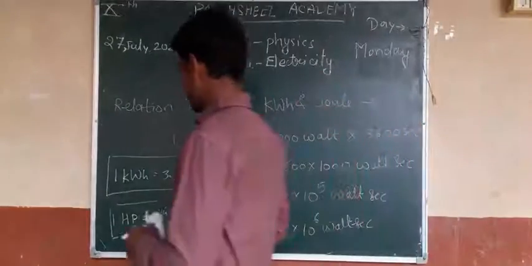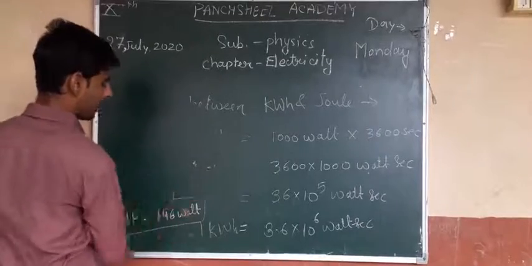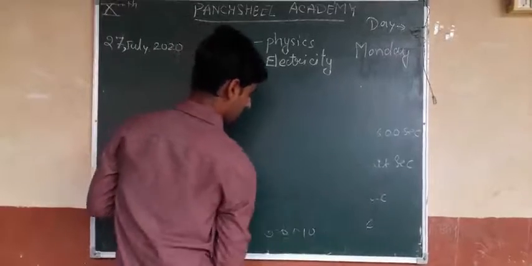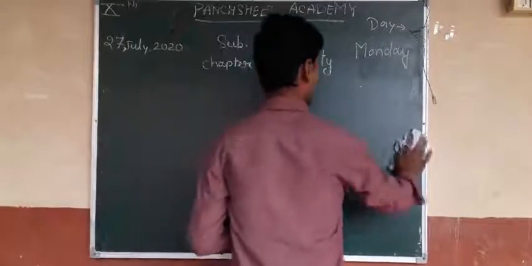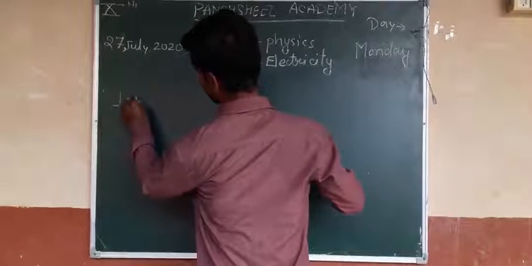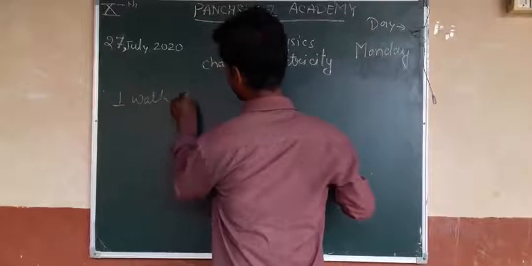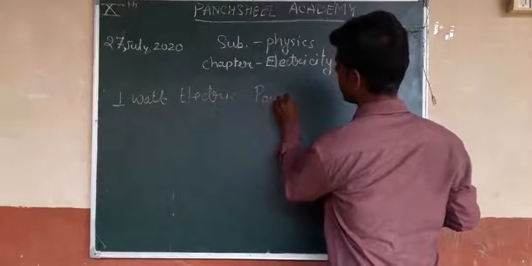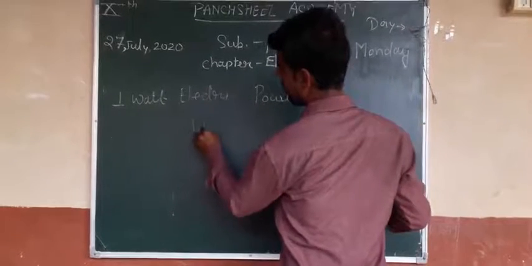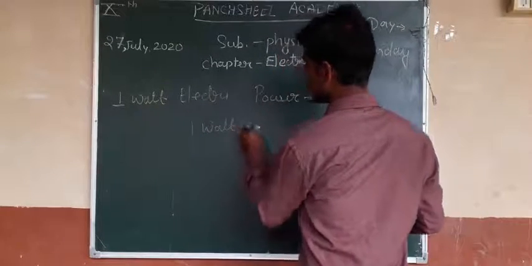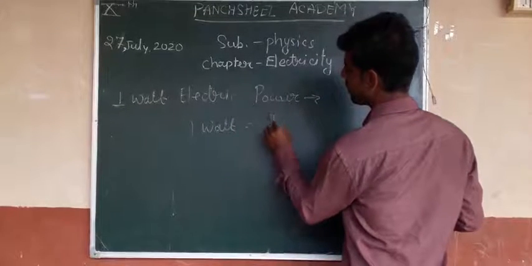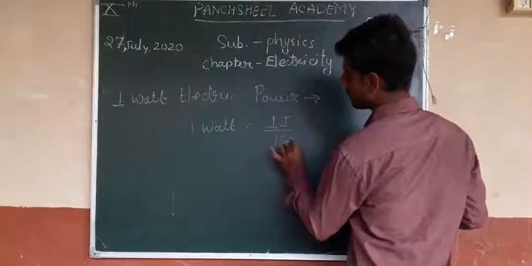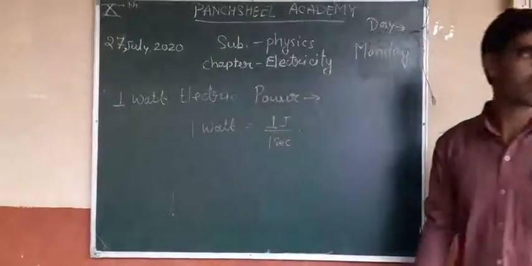Now one question is how to define 1 watt power? 1 watt electric power. So 1 watt equal to what? 1 joule upon 1 second. 1 joule upon 1 second.